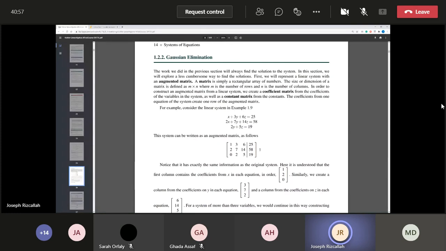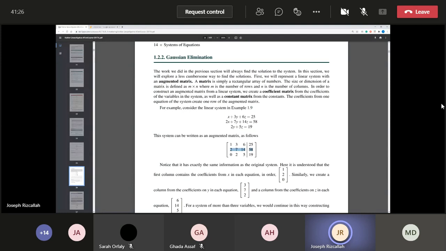Second operation, you can always multiply any row by any non-zero number you want. For example, this row here, I can multiply it by a number, let's say by half. So it will become 1, and then 3.5, this will be 7, and this will be 29, right? So you can multiply any row you want by any number you want, okay?